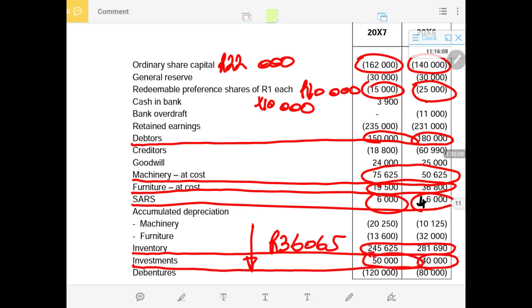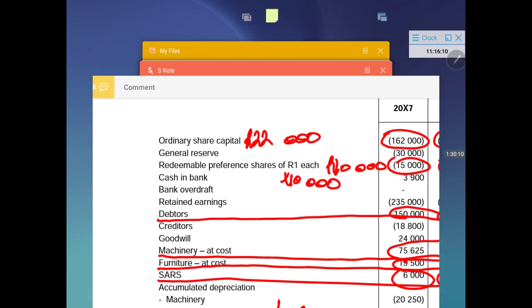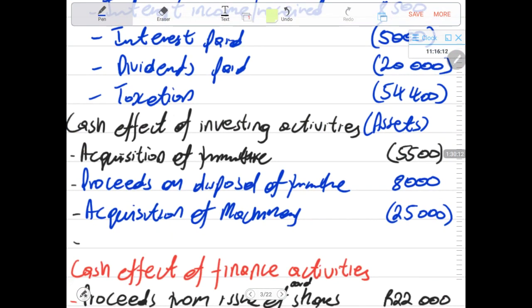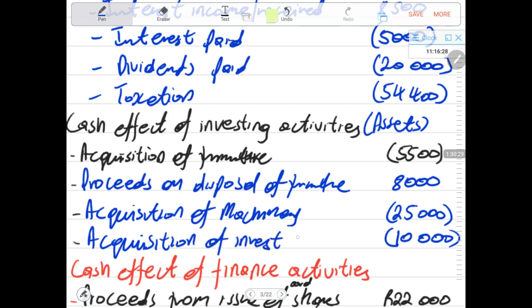So now that is very important. In other words, we have invested more money. When we invest more money, we're taking money from the business and we give that money to the investor. And we have invested more by 10,000. And this will be acquisition of investment. Acquisition of investment.